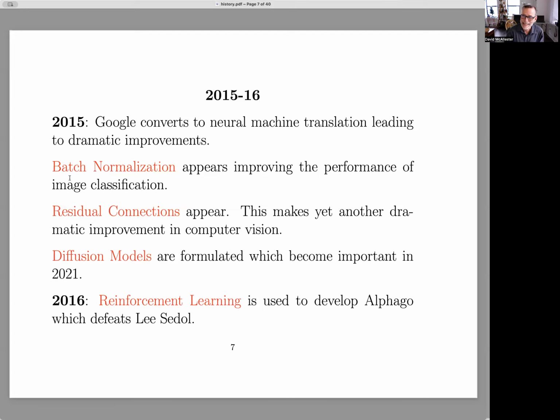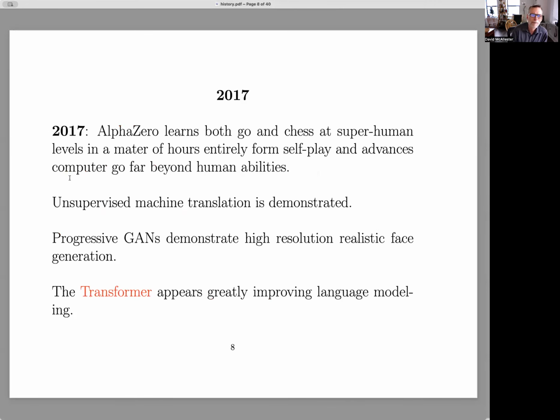So in 2016, which is already 8 years ago, reinforcement learning is used to develop AlphaGo, which defeats Lee Sedol at Go. This was huge. Go was supposed to be a game that AI would not be able to solve for decades. And the idea that you just hit it with deep learning and it just works was really very surprising and really contributed to the idea that deep learning is really changing the game in AI.